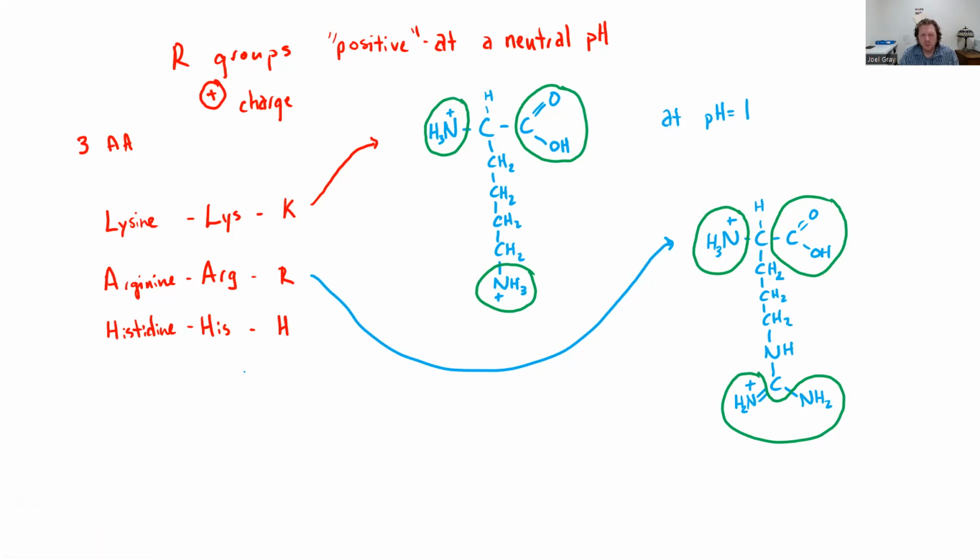Now, histidine is a little bit tricky, not so much from the drawing perspective, but from a classification perspective. Histidine, single letter code H. I'm going to draw this in the same way. NH3 plus, C, hydrogen, C double bonded O to an OH.